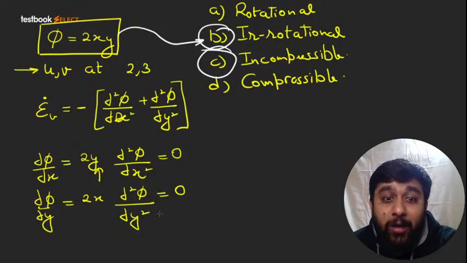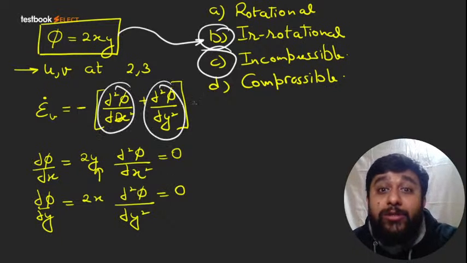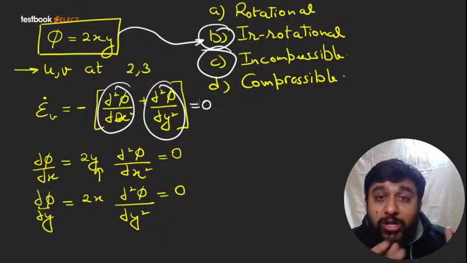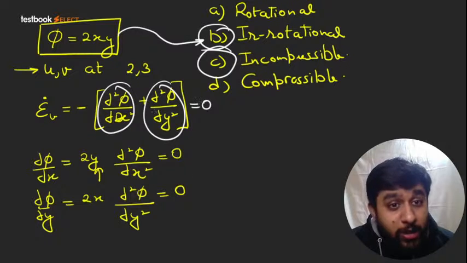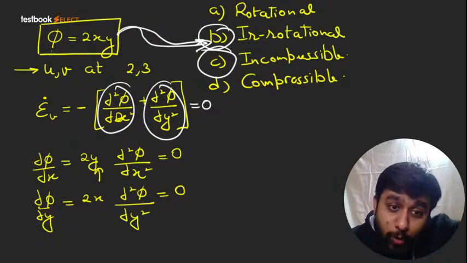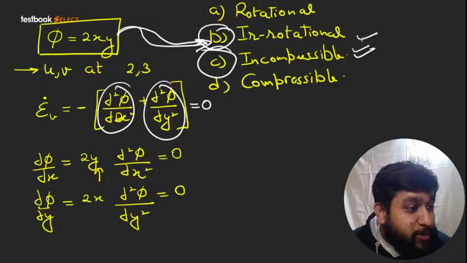It will be like this, right? Now check, del square phi by del x square is 0, del square phi by del y square is 0. So 0 plus 0 is 0. So volumetric strain rate is 0. So in this particular question, definitely the flow is irrotational. But since volumetric strain rate is coming out to be 0, the flow is incompressible also.